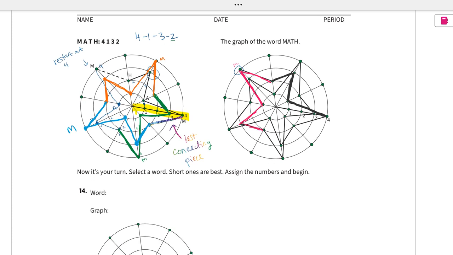Okay. So now it's your turn. Select a word. Short ones are best. Assign the numbers and begin. There are so many possible answers.